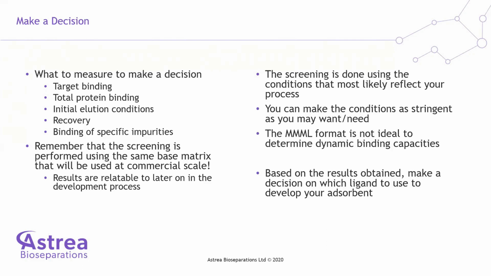There is typically not a big difference between the results in the beginning and what you're going to get later on in the development process. So another thing that is interesting is that the screening is done using the conditions that most likely reflect your process. So you are not required to change your feedstock, for instance, to accommodate the library. The idea is that you receive the library and you use your feedstock as it is to find one of the ligands.